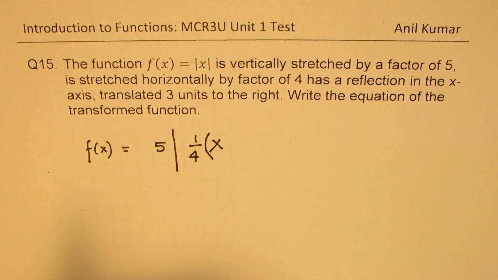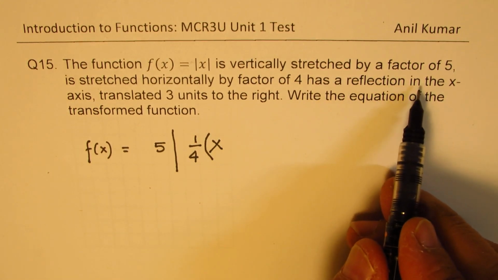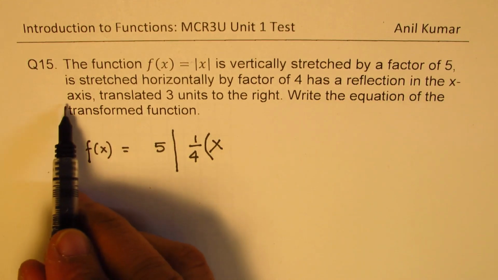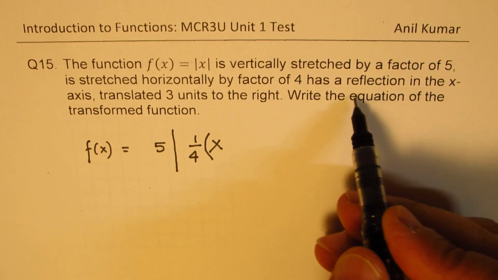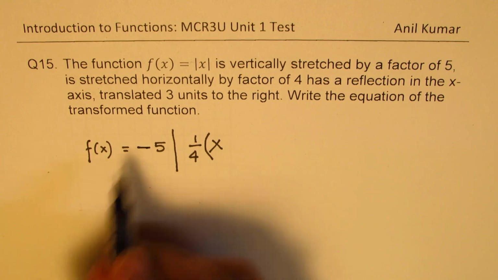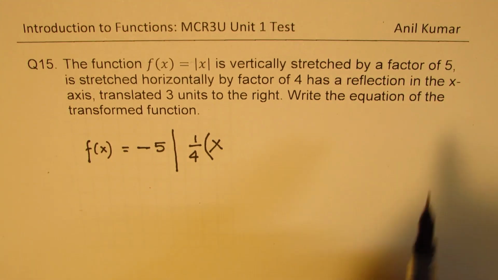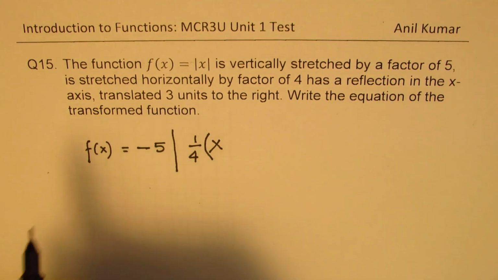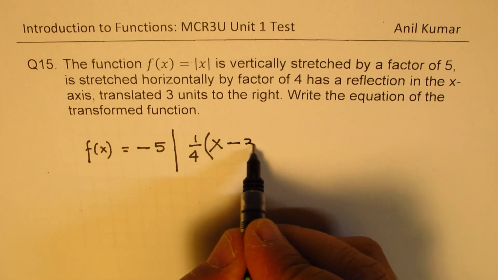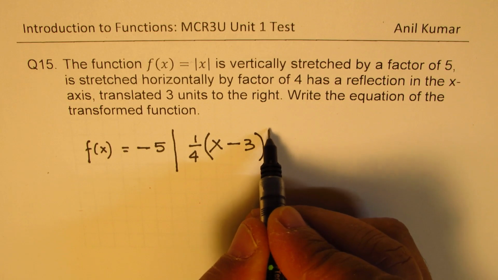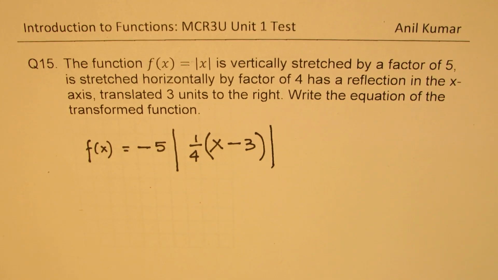So within this absolute function, when we say horizontally stretched by a factor of 4, it is 1 over 4, right? And then write brackets for this x. Has a reflection on the x-axis. So when you are reflecting it on the x-axis, that means it is vertically getting reflected. So this gets minus. Translated 3 units right, so minus 3. That is it.